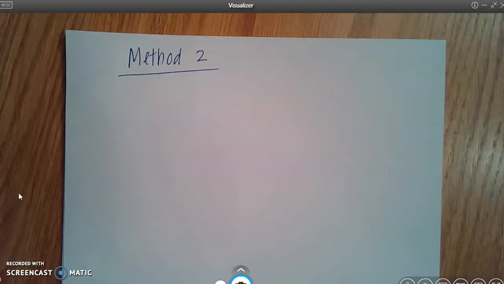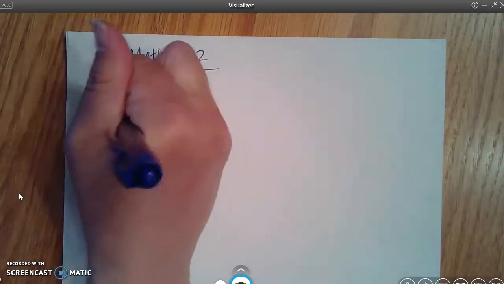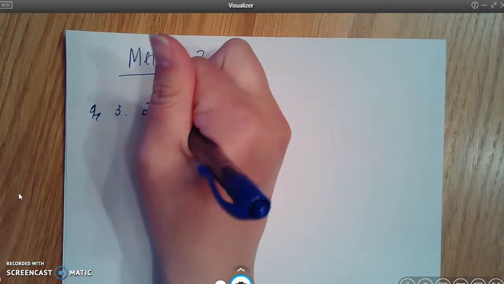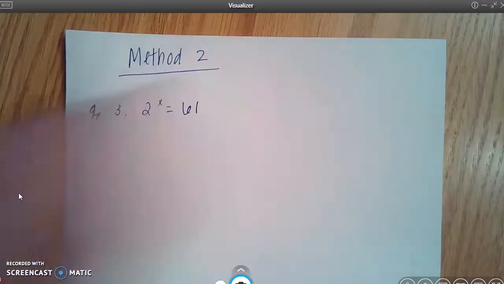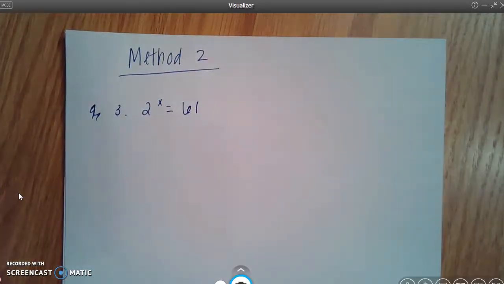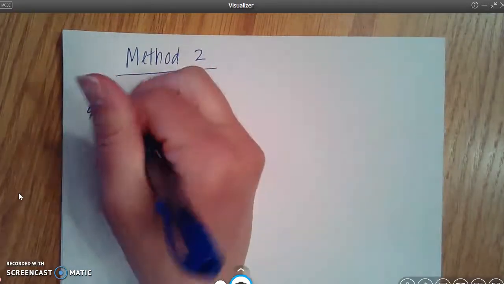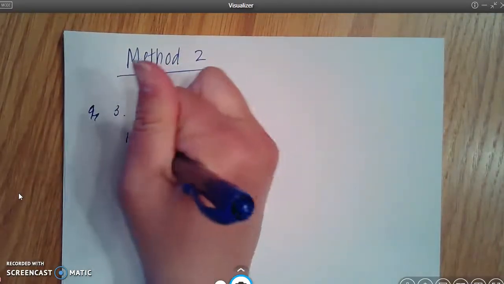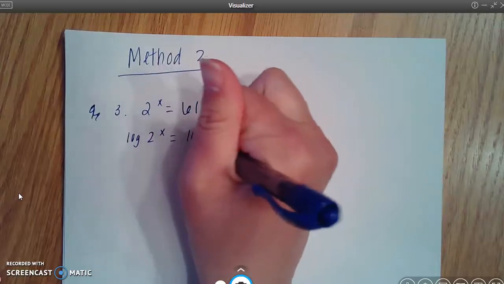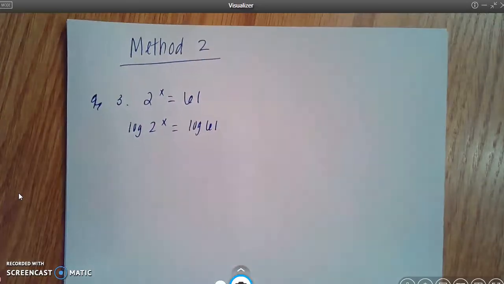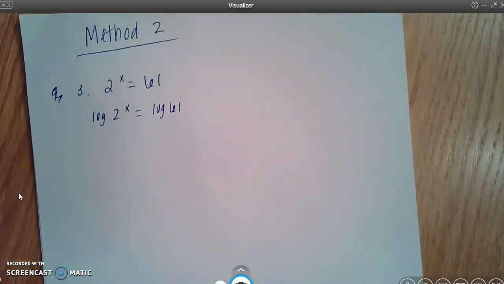Okay, so the difference between method 1 and method 2, I guess is technically number 3, is that we will not be rewriting it in terms of exponential to logarithmic, but you will still be taking the log of both sides. So step 1, you are literally going to take the log of my 2 to the x and log 61, because now I can use some of my log rules in order to simplify this.